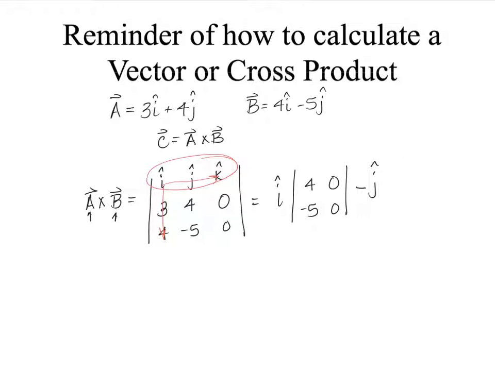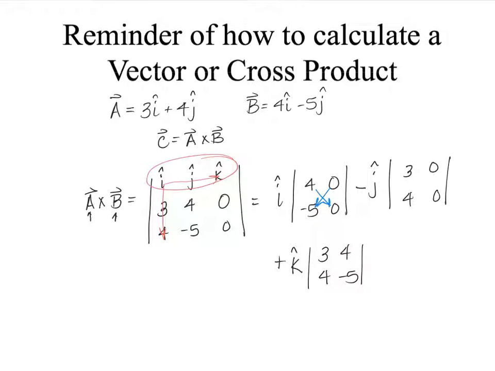The j, remember for the j term we have a minus sign there. We eliminate the row and column that j lies in. We're left with 3, 0, 4, and 0. And finally we have k, and we eliminate the row and column that k lies in. We get 3, 4, 4, and -5. And then the way that we find these are determinants. Remember, you take these two terms, you multiply them by each other, then you subtract the multiplication of these two terms. That's how we do it.